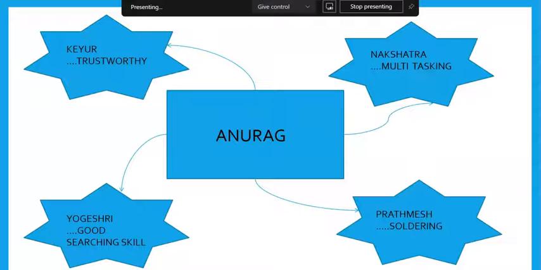Anurag learned from Keyur that he is trustworthy. He referred to me as good at multitasking, and he said that Yogeshri had good searching skills. He said that Yogeshri Googles everything and refers to Google whenever possible. Anurag learned soldering from Prathmesh.